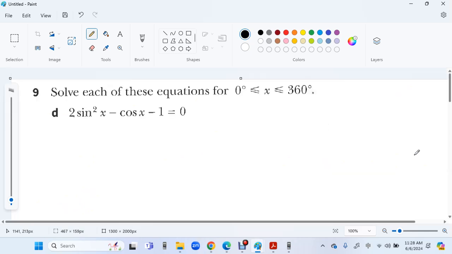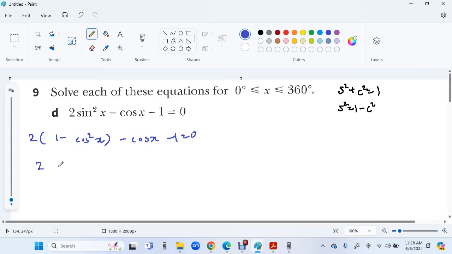Okay, so for D here, we have sine squared and cos. For those questions just now, we had sine squared with sine and cos squared with cos. But now we have sine squared with cos, so we have to use the identity. We know that sine squared plus cos squared equal to 1. Then sine squared is 1 minus cos squared. So this becomes 2(1 − cos squared x) minus cos x minus 1 equal to 0. Then we have 2 minus 2 cos squared x minus cos x minus 1 equal to 0.